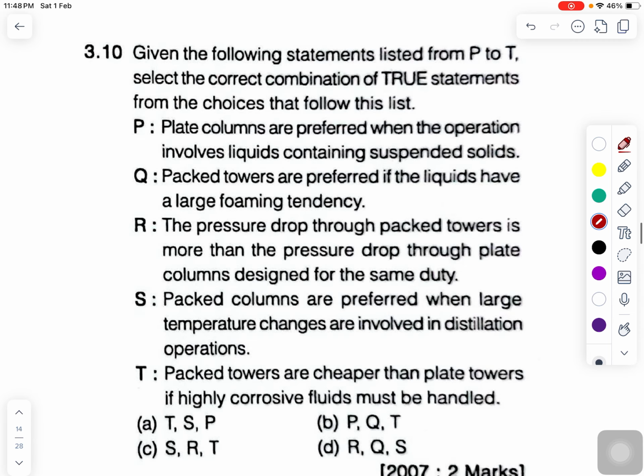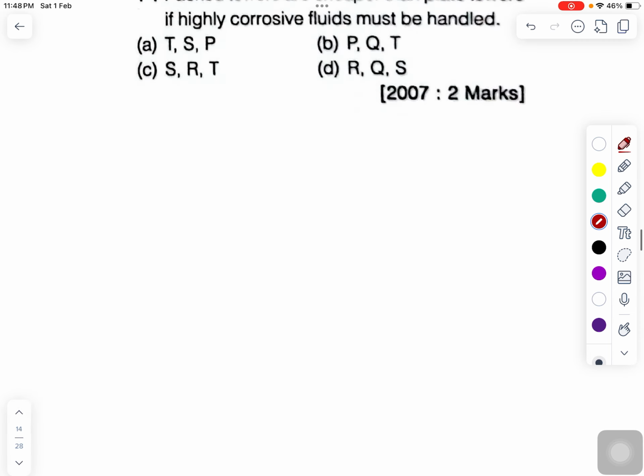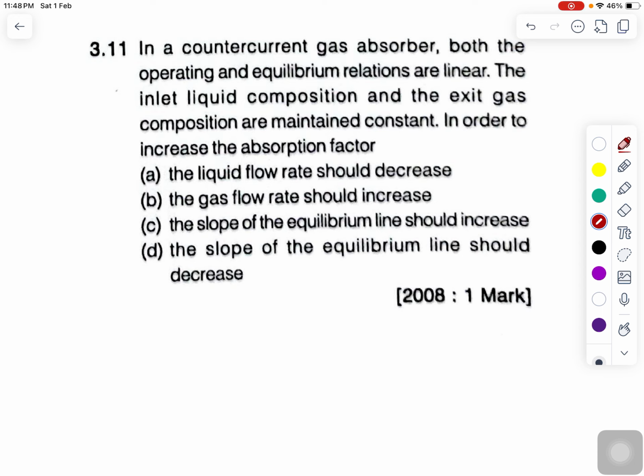After that, I'll be moving towards the next problem of today's discussion, and this is a theoretical question. The question says, in a counter current gas absorber, both the operating and equilibrium relations are linear. Operating and equilibrium lines are linear. The inlet liquid composition and the exit gas composition are maintained constant. In order to increase the absorption factor, first you have to understand what the absorption factor is. Absorption factor is equal to Ls divided by m Gs, that is, the slope of the operating line divided by the slope of the equilibrium line. So you want to increase the absorption factor.